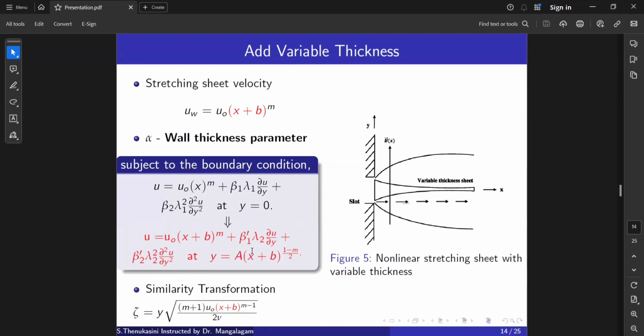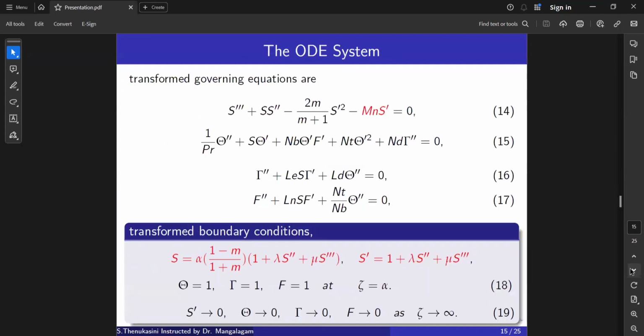Now our boundary condition also changed due to variable thickness. Now our sheet is not flat. Sheet thickness is defined this way. Previous similarity transformation also changes: x plus b in place of x. Our ordinary differential equation does not change but transformed boundary condition changes because of the thickness. In the previous model theta equals alpha, but here theta equals wall thickness parameter.